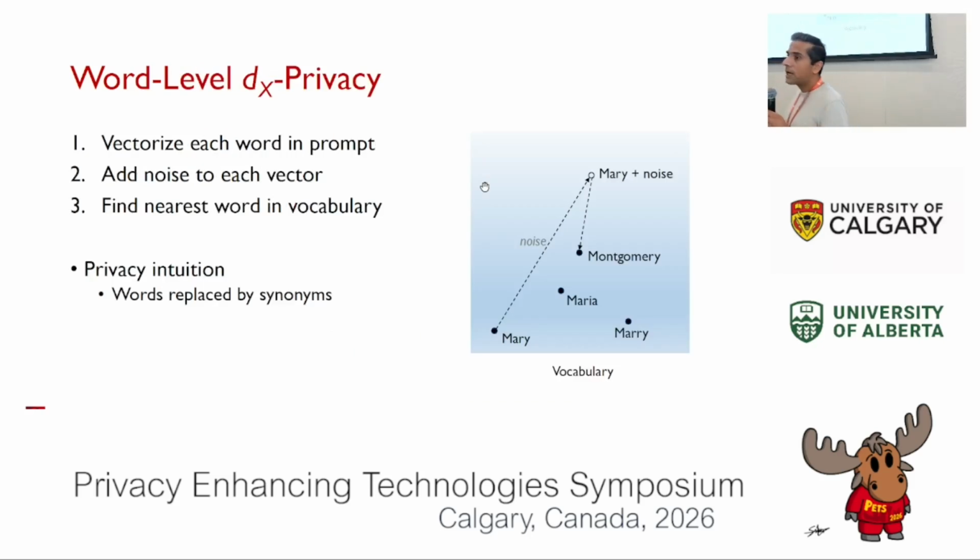And how do we use that to provide text privacy? We take each word at a time in the prompt. We convert that into a vector. We add noise to that vector. And then we try to find the nearest word in the vocabulary and output that. So from a privacy point of view, the intuition is that we replace the original word. From a utility point of view, we replace it with a synonym.